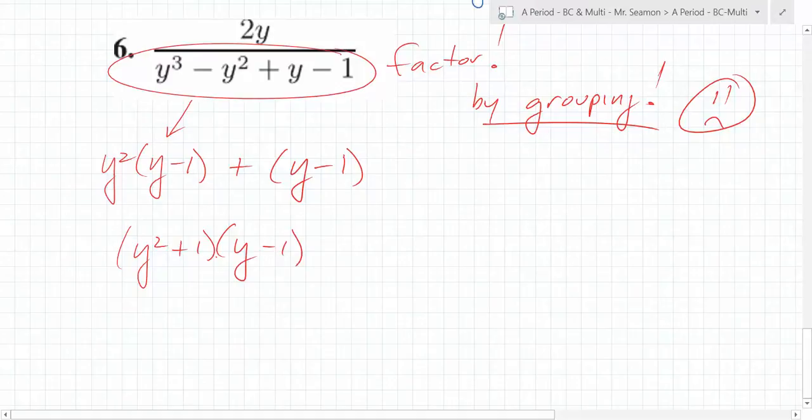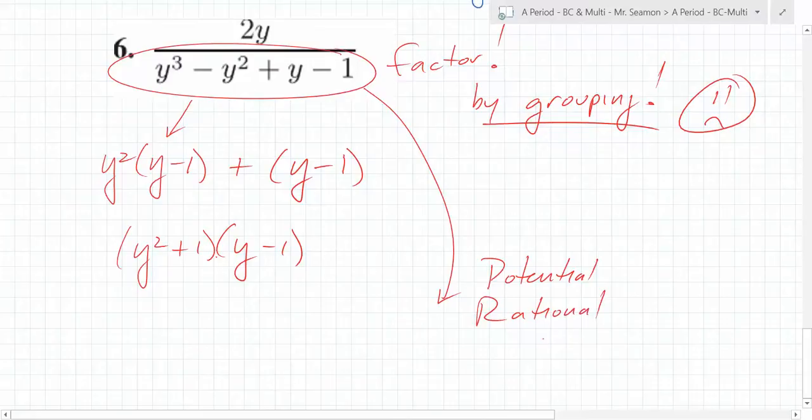Do you guys want to know the big kid way of factoring this? Try y minus 1. Okay, hold on. There's something called the potential rational zeros theorem. Has anybody seen this? Anybody remember this?